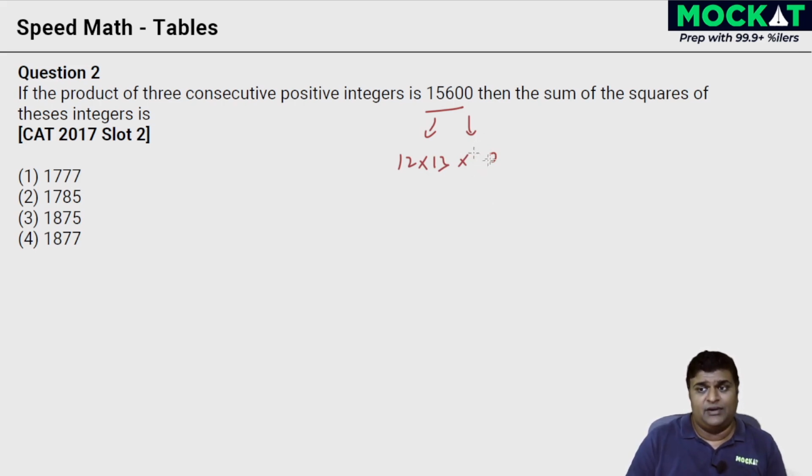Now let's break down 100 over here. 100 is nothing but 4 into 25, right? 4 into 25. Now this 4 is nothing but 2 into 2. This 4 I can multiply over here and here, right?